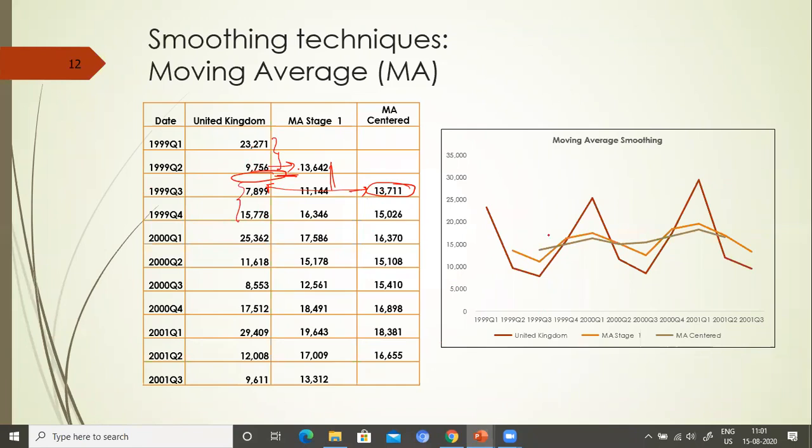Now once you look at the graph, what does it do to the graph? There was a question. If you see the brown line, this is the original time series line. When you look at the moving average in stage 1 before centering, you can see that there are still some fluctuations there, just going like that. But if you look at the centered moving average, you can see you're almost capturing the trend. It is going like this.